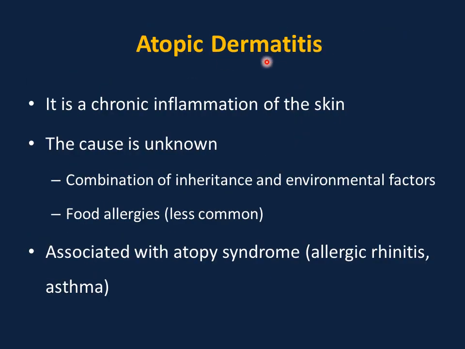Atopic dermatitis, or the famous name, eczema. Atopic dermatitis is a chronic inflammation of the skin. The exact causes are unknown, but it is a combination of inheritance, so there is a genetic component in that, and environmental factors. Food allergies are less common but possible, associated with atopic syndrome or allergies, for example allergic rhinitis and asthma.